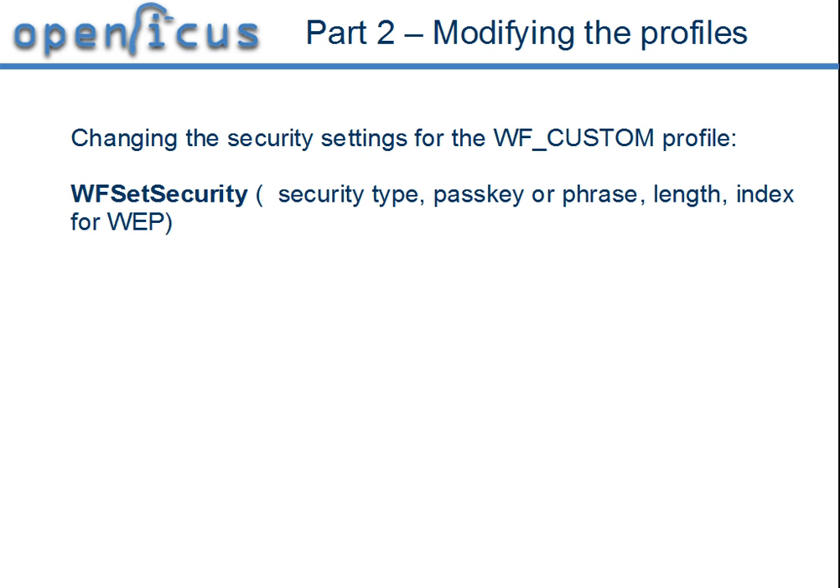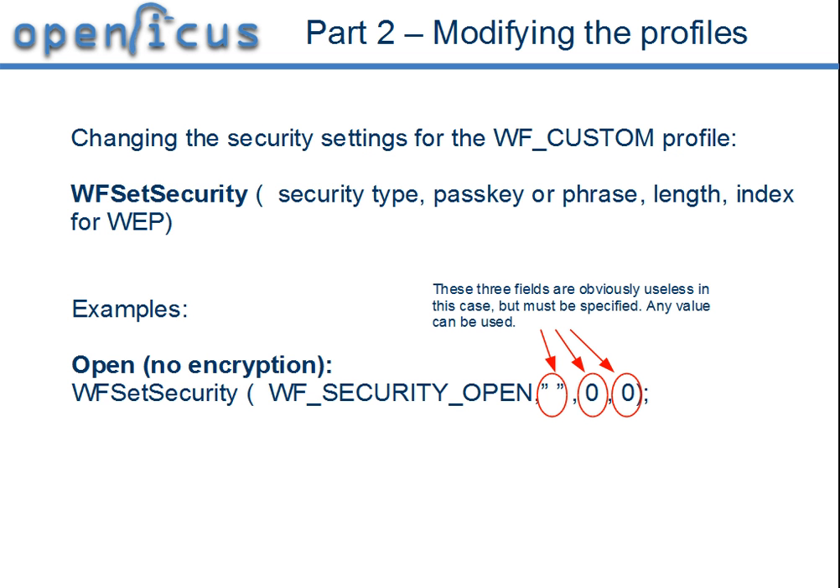We can also change the security settings with the command wf set security. We specify the security type, the passkey or passphrase, the length of the passkey, and for the WEP security we set the index. So, to set a connection with no encryption, an open connection, we specify wf security open, and the three other fields are useless. So we can specify anything we want, for example an empty string, 0 and 0.